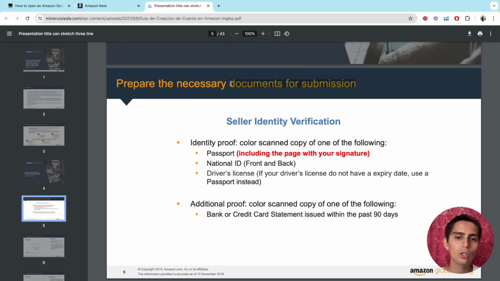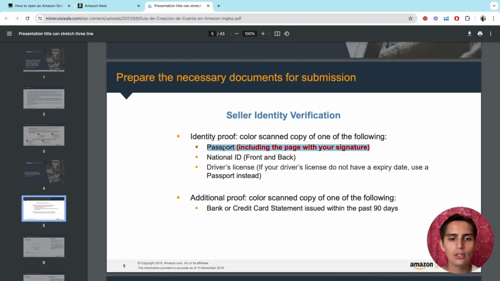Then we have the documents section. Remember that we went through the documents for submission, that they have to match everything perfectly, word by word. And just like I told you guys, there's gonna be the passport, including the page with your signature. If you just put your national ID, they're not gonna ask you for your passport. I just put my national ID, my Costa Rican ID, and it just worked. They never asked for my passport, so you're gonna have no issues with that.